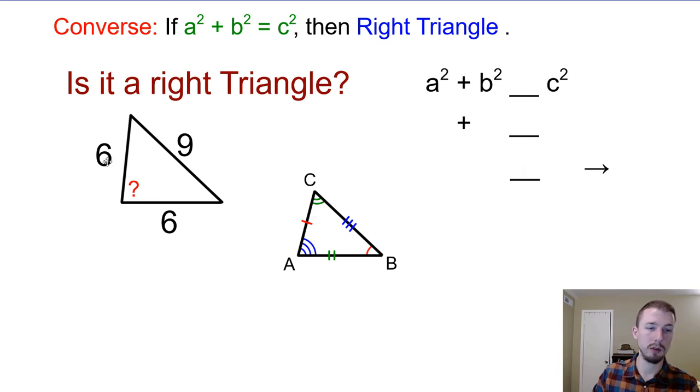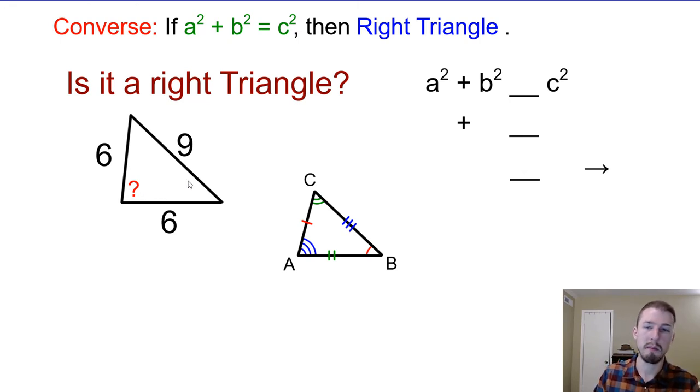We have two sides of 6, 6, and then 9. So this is isosceles. We know that because two sides are the same. So that means these base angles are the same. But that still doesn't tell us about the angle that's opposite the longest side. The angle opposite the longest side has to be our largest angle. That's the one we really need to know about. Is it 90 degrees? Is it less than 90 degrees or more?